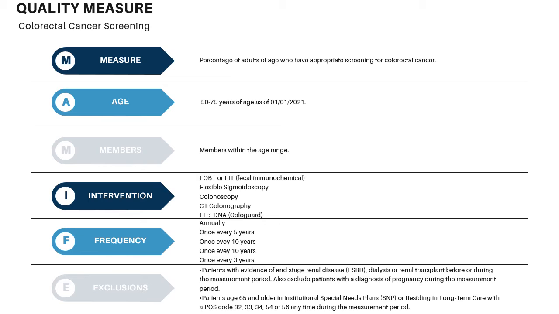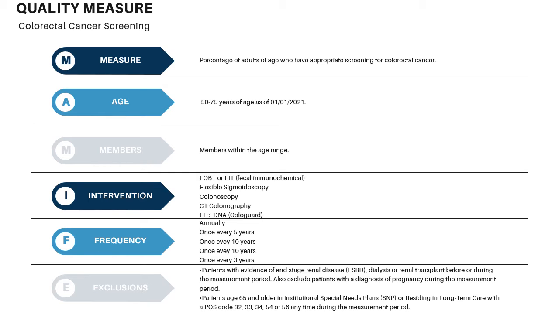Patients are considered compliant for the colorectal cancer screening quality measure if they've had one of 5 appropriate colorectal cancer screening tests in the measure required time frame. The 5 tests are an FOBT, or fecal occult blood test, sometimes known as a FIT kit. It has to be completed within the measure year to be considered measure compliant.